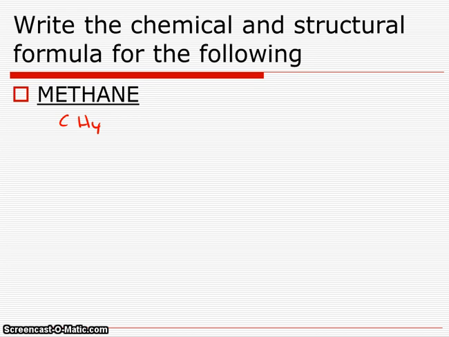Now the structural formula is going to show us the way that those atoms are arranged. We draw our carbon atoms first, and then put the hydrogen atoms around the carbon atoms. We always have to remember that carbon forms 4 bonds, whereas hydrogen atoms form 1 bond. So when we look at the structural formula for methane, we've got our central carbon, and then we've got 4 bonds between that carbon and each of the hydrogens.